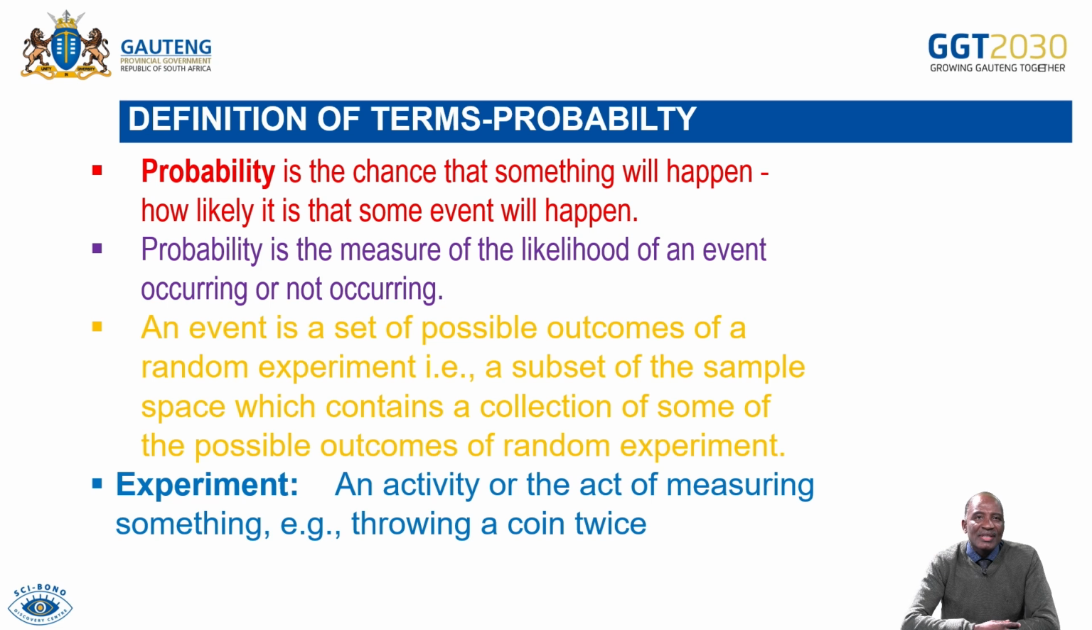We are going to define what probability is for today's session, just to remind you what probability is all about. Probability is the chance that something will happen, and we are measuring how likely it is that some event will happen. We are looking at the chances for an event occurring or not occurring. In other words, this is the measure of the likelihood of an event occurring or not occurring.